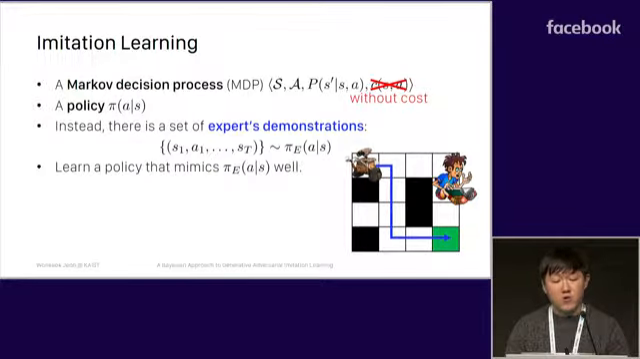Instead of using a cost function, we usually assume there exists an expert or a set of expert demonstrations in imitation learning, and the goal of imitation learning is to find the policy pi that mimics the expert's policy as well as possible.